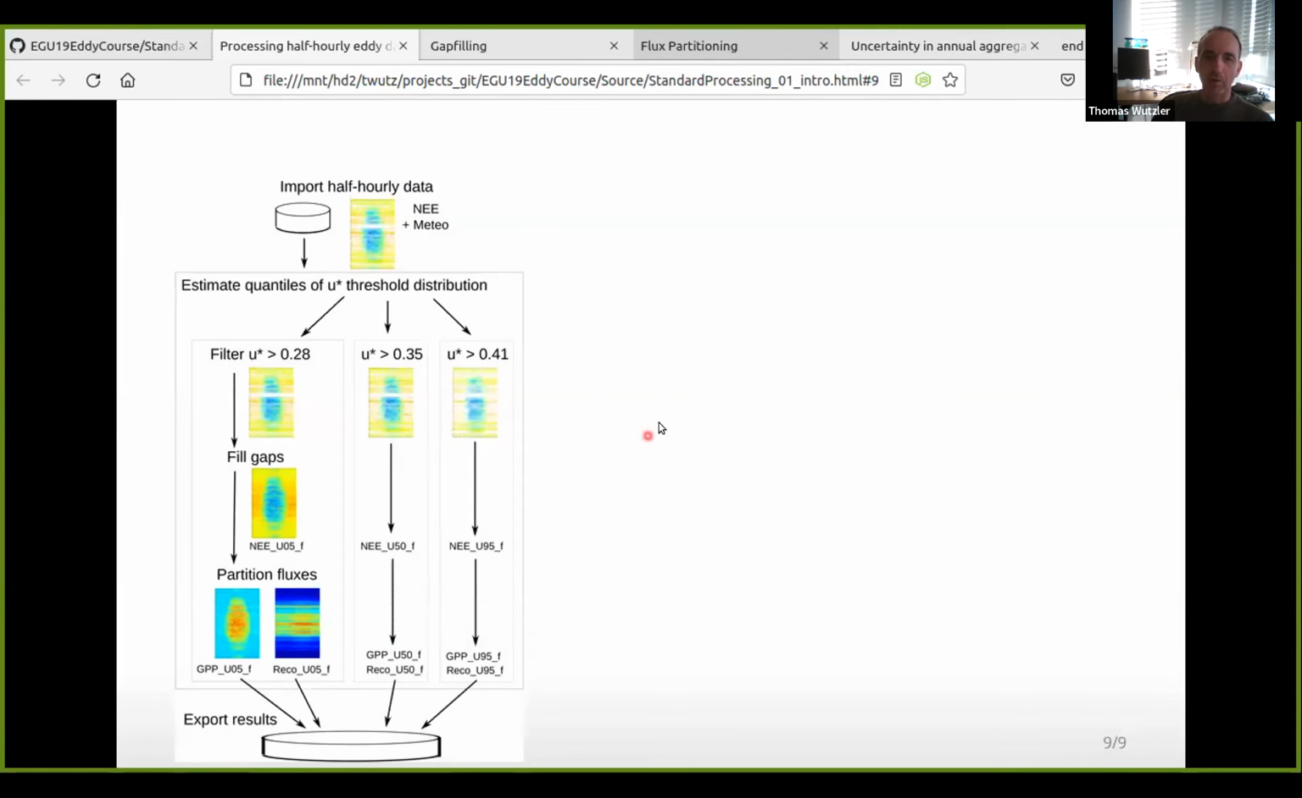So in summary, how the processing works: you import your half-hourly data, which is usually the NEE and some metadata, and you estimate the distribution of the u-star threshold. And depending on the threshold, you filter out data. And the larger the threshold, the more data is filtered. And you repeat all the processing steps like filling the gaps and partitioning the fluxes. And then you get a lot of output columns. And then you need to decide which of them you use, or you can use the average or some aggregate value and export the result. And this slide quite nicely summarizes all these steps.